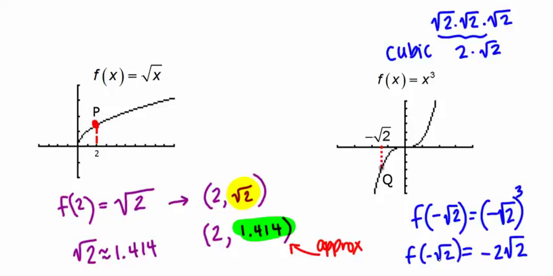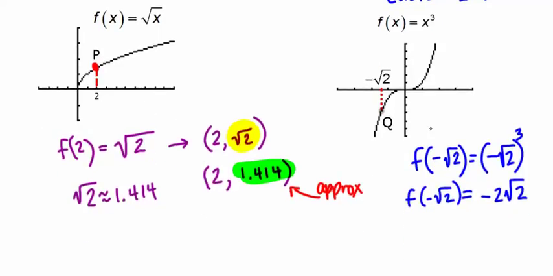So when I put a negative square root of 2 in, which is about negative 1.4 from the last problem, I'm going to get negative 2 times the square root of 2, which is negative 2 times 1.4-ish, which would be about negative 2.8. We put this into our calculator because they want an exact value. So our ordered pair would look like the negative square root of 2, and our y value is negative 2 square root of 2.